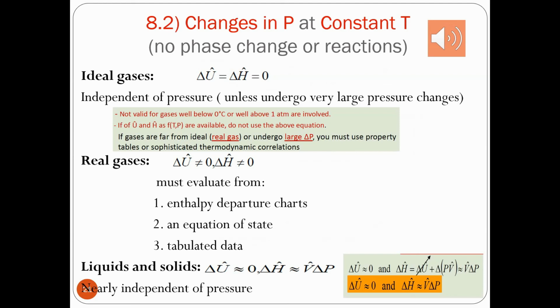Okay, as for the real gas, if it is a real gas, you can't just easily assume it is going to be 0, because you need to evaluate from the enthalpy departure charts, or from the equation of state, or the tabulated data. As for liquids and solids, yes, your change of specific internal energy can be assumed to be 0, but your change of enthalpy is going to be equal to the specific volume times the change of your pressure.